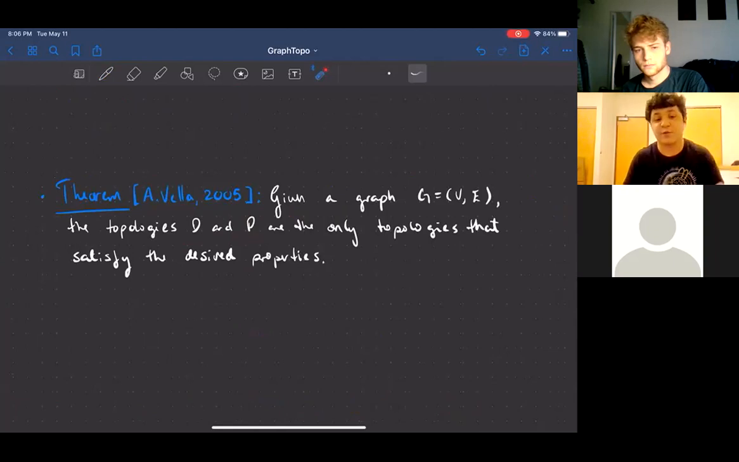This is the reason why he didn't go into multigraphs. If you consider multigraphs instead of just graphs, this result also works for multi-edges, but it doesn't work when you consider loops on vertices. If you consider loops, then you can have quite a few more topologies, which are also already classified. But this is what was initially proved by Antoine Bella.